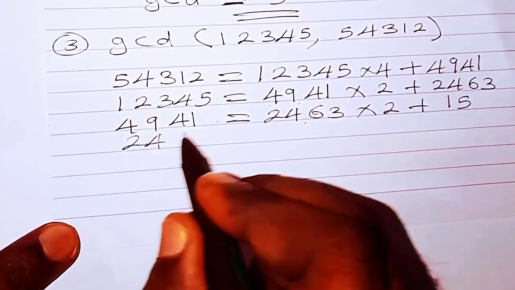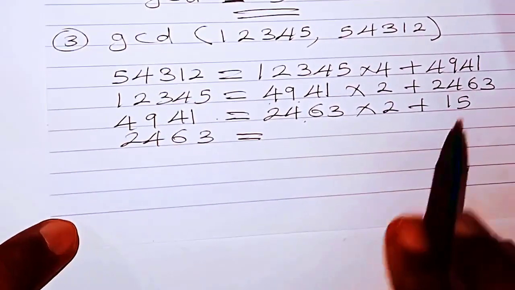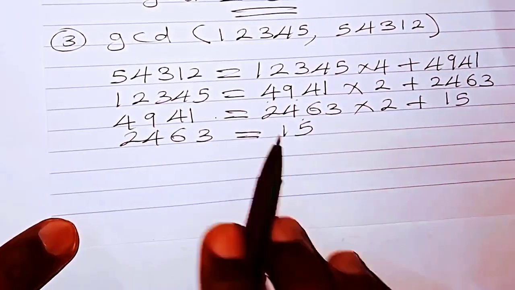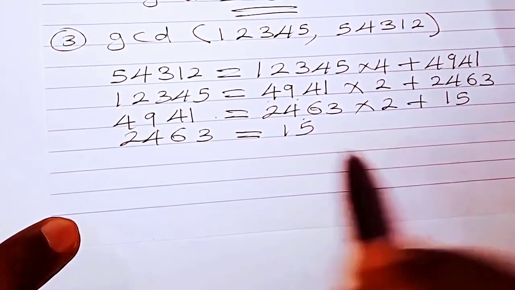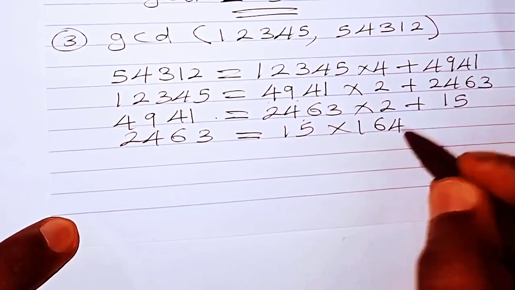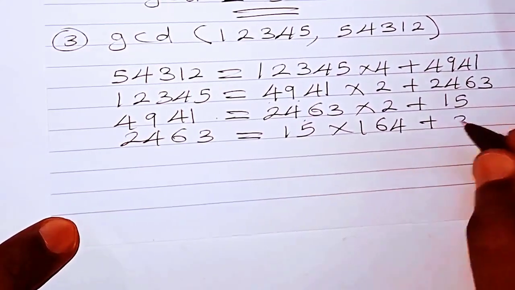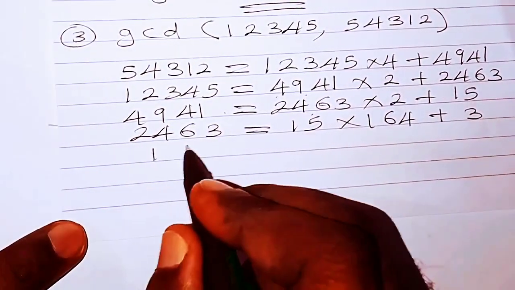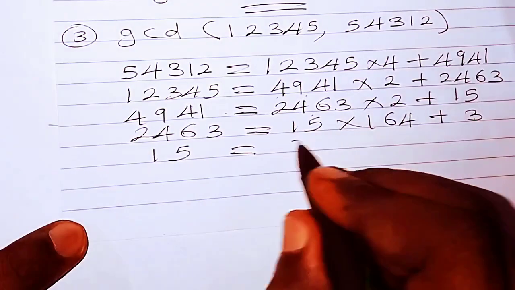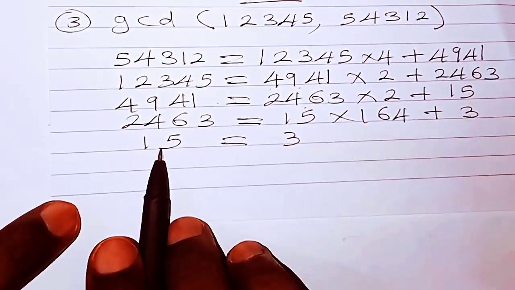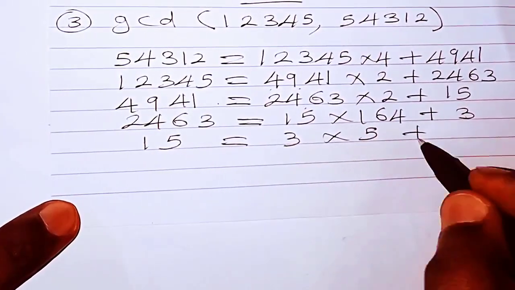This is 2463 equal to, then the remainder is being brought here. The number of times we have 15 into 2463 is actually going to be 164, and then the remainder is going to be 3. And then we'll bring 15 down here equal to, and the remainder is being brought here. The number of times we have 3 into 15 is actually 5, and the remainder is 0.